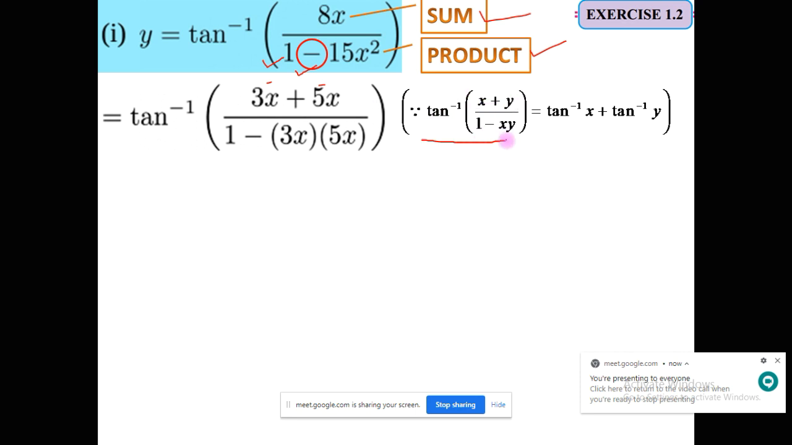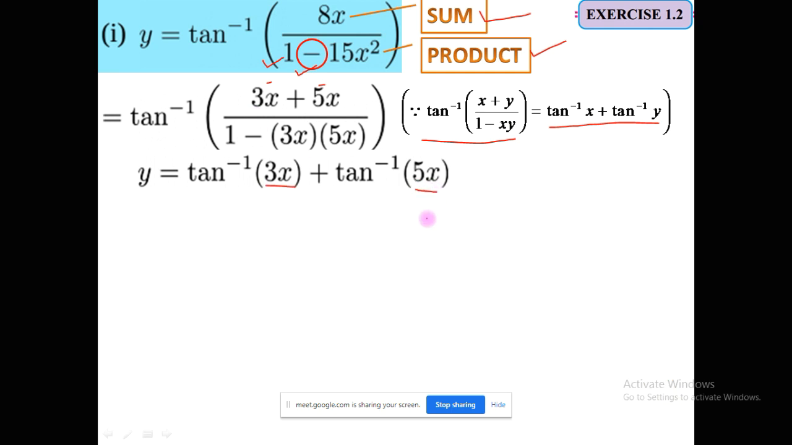Let's see. So these are the two terms, 3x plus 5x. Their sum is 8x and their product is 15x square. This expression is of the form tan inverse of (x plus y) upon (1 minus xy). In this case, I had asked you to use this formula, tan inverse of x plus tan inverse of y. So simply this will be tan inverse of 3x plus tan inverse of 5x.